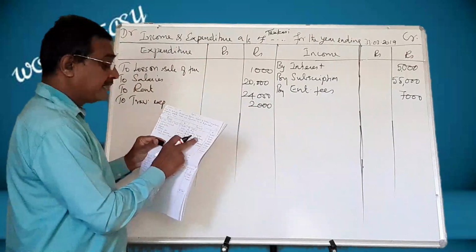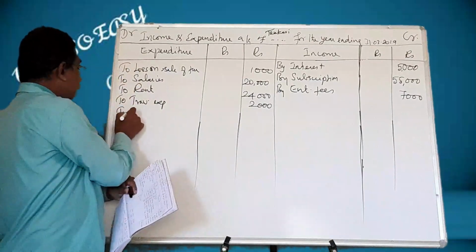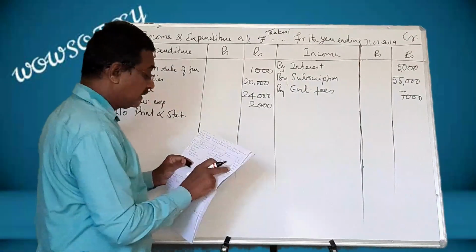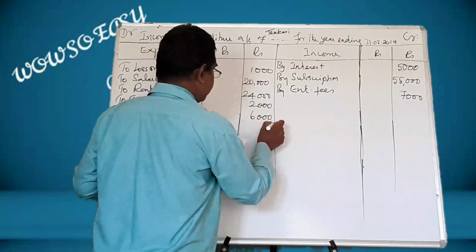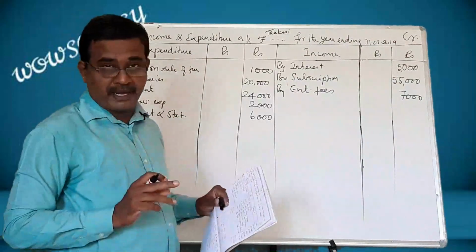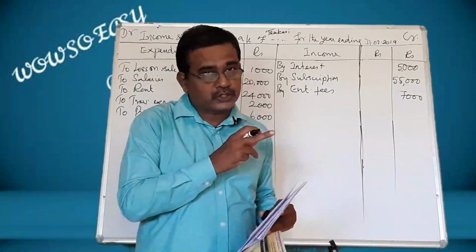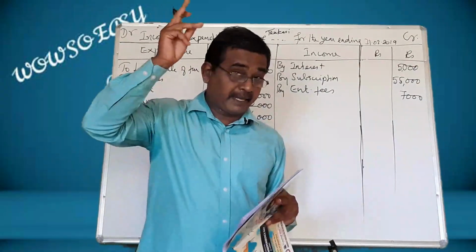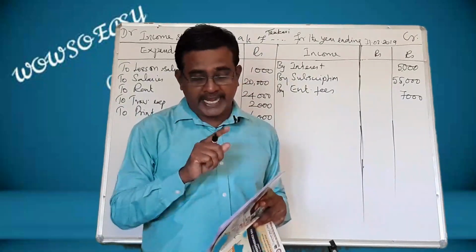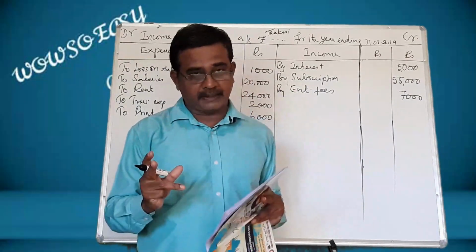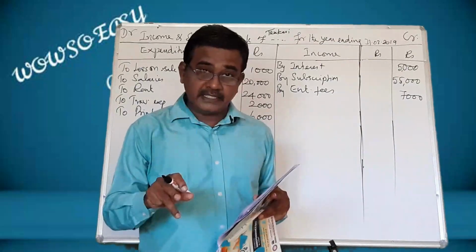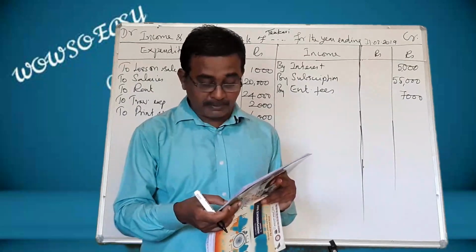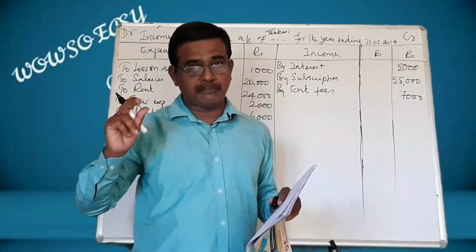Next one, printing and stationery. Revenue item, to printing and stationery. What is that amount? 6,000. And investments made. It is a capital item, so it should not be brought here. Next one, sports equipment purchased. At the beginning I told you, if sports equipment is given, treat it as capital item, whereas if sports materials is given, treat it as revenue item. So this will not come here. Next one, balance cash in hand. That will be taken to the balance sheet.